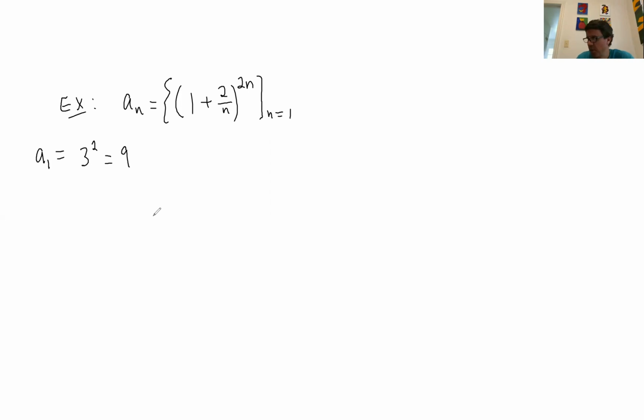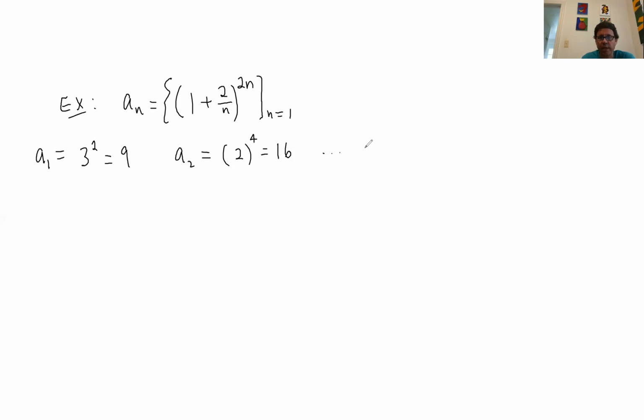But that's probably not going to necessarily help. Look at the last problems. We started way out, and then we eventually got to the limit. So really, we probably want to plug in some really big numbers, and I will in a second. So A2 will be 1 plus 2 over 2, so that's 2, but then I'm raising it to the 4th power. 2, 4, 8, 16, so that's 16.